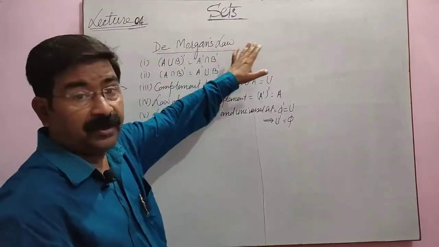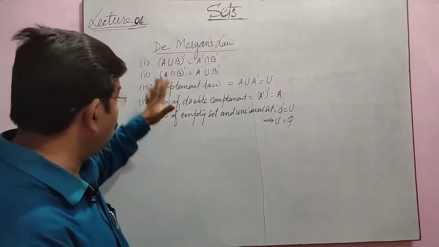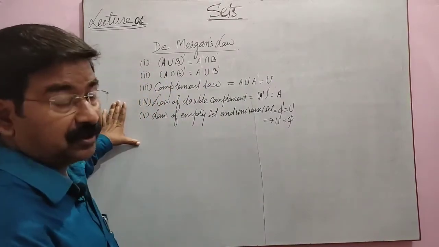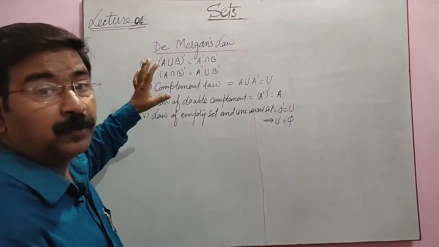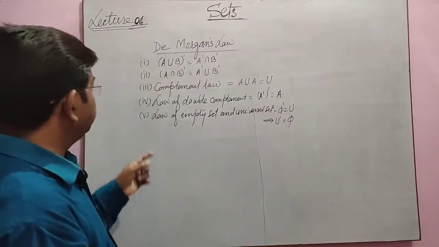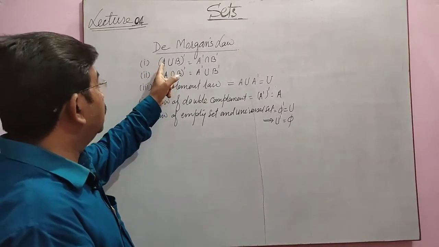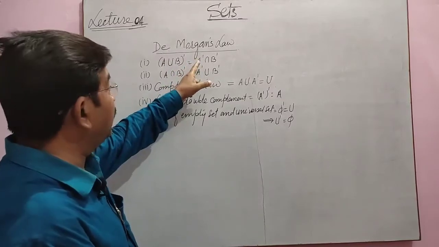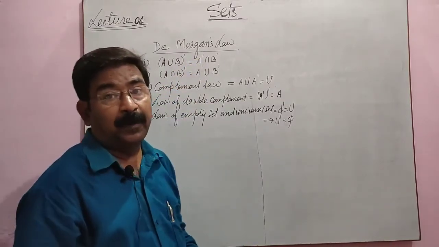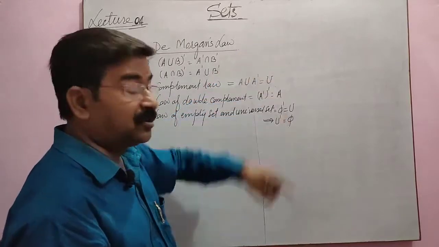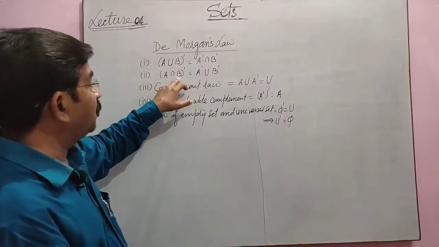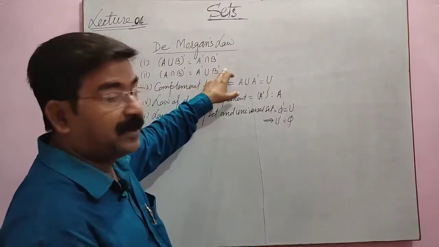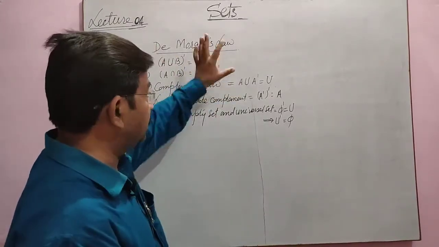De Morgan's law. De Morgan's law stated a few laws, out of which I am explaining the first, and the other is to be proved. One is the complement of union of sets is the same as the intersection of complements of sets. The second is the complement of intersection of sets is the same as the union of complements of sets. Okay, we will discuss later.